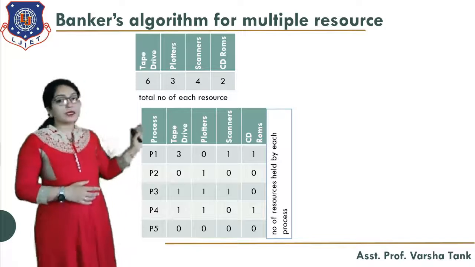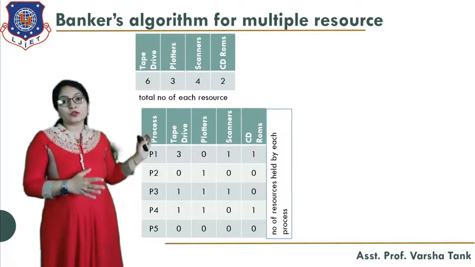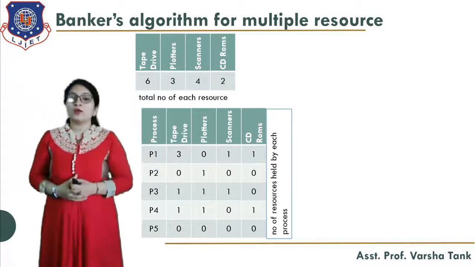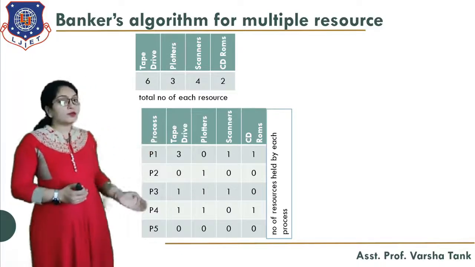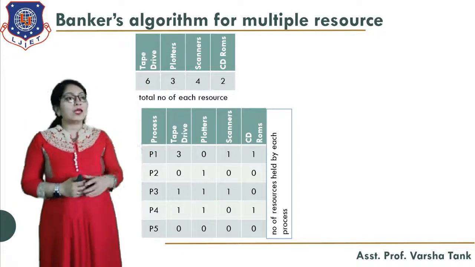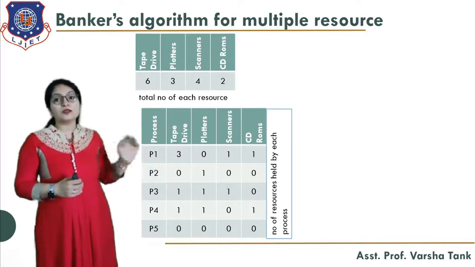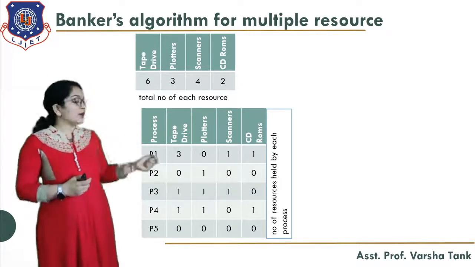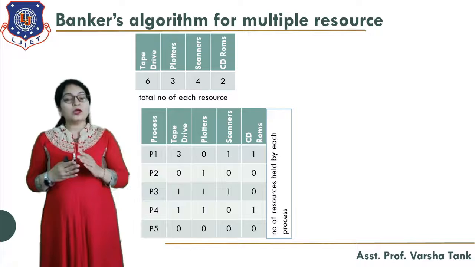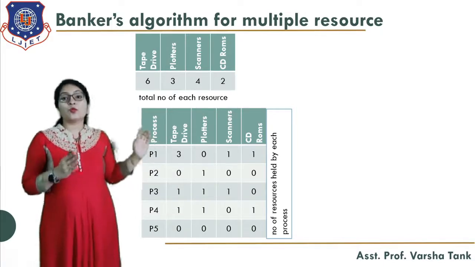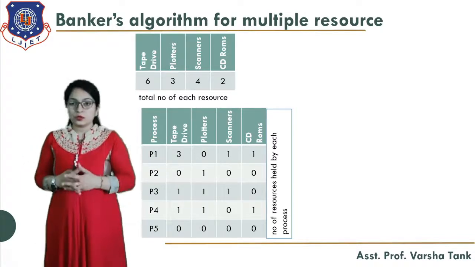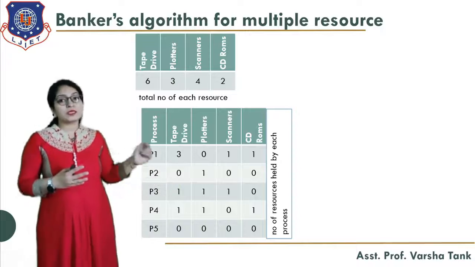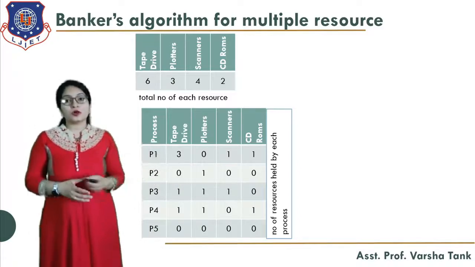Now here this table is given to you. This is the number of resources held by each and every process. Here in total we have 5 processes, and each and every process holds this many resources. For example, P1 holds 3 tape drives, 0 plotters, 1 scanner, and 1 CD-ROM. Likewise, all the processes hold this many resources.